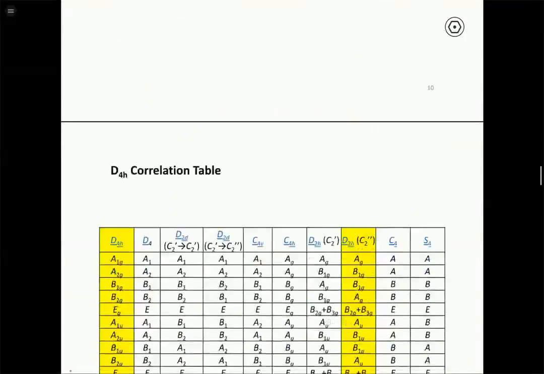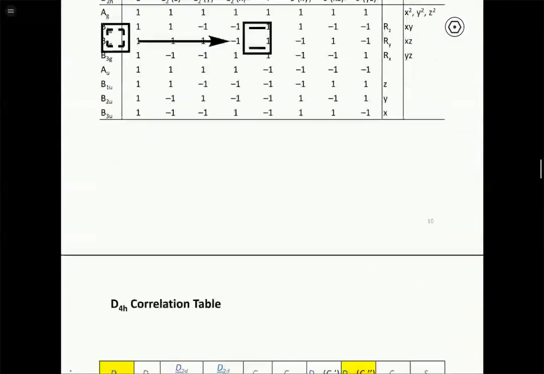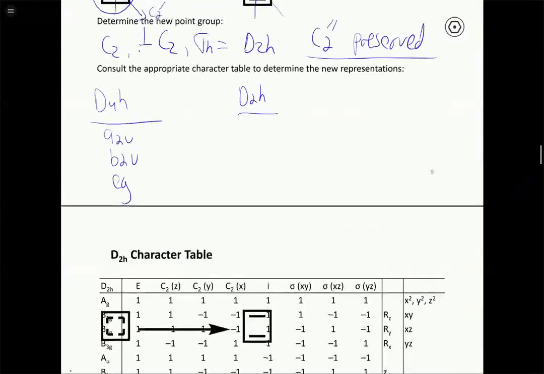So if we go to the correlation table, here's the D4H correlation table. You might see something like this in certain versions of textbooks that you have. These are all the reducible representations for D4H. So this is what they correlate to in D2H. We had an A2U SALC, and so if we go to D2H, preserving the C2 double prime, again it's important to know which operations we're preserving, how the coordinate system is changing. So the A2U becomes B1U in the new point group.